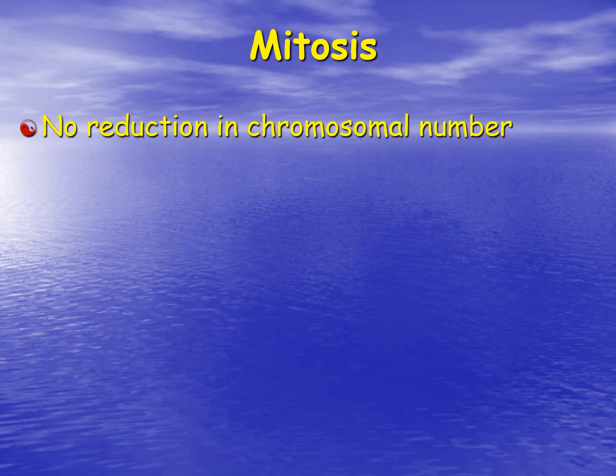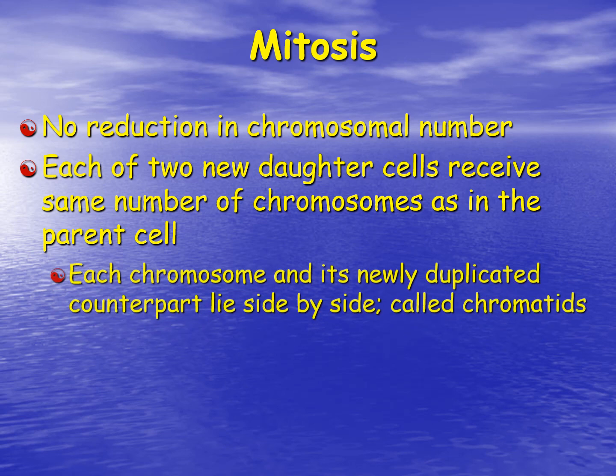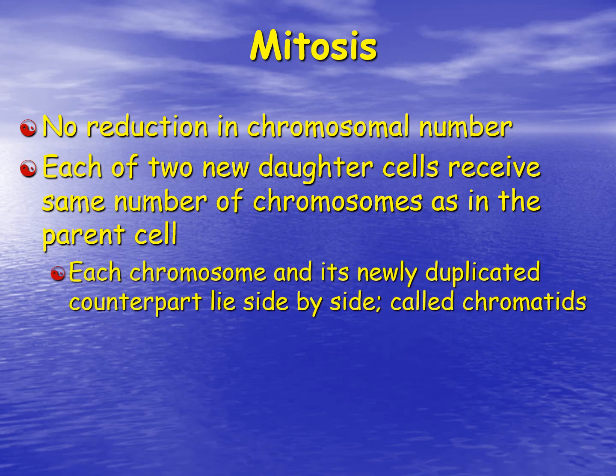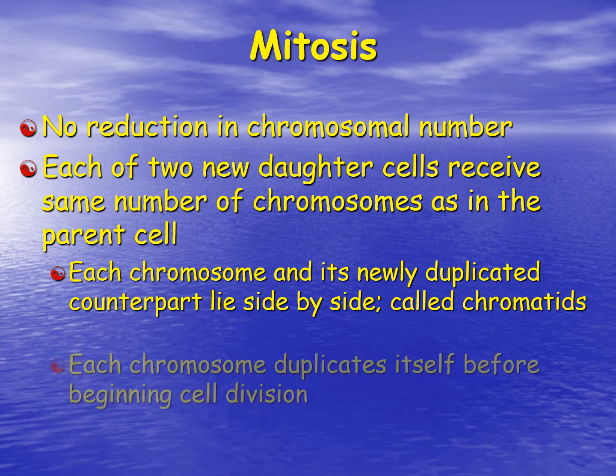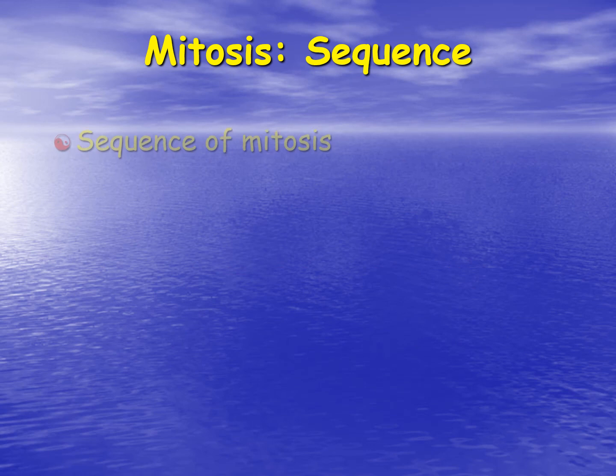In mitosis, there is no reduction in chromosomal number in the daughter cells. Each of the two daughter cells will be diploid. Each chromosome and its newly duplicated counterpart will lie side by side during mitosis, and these are known as the sister chromatids, attached at the centromere. Each chromosome therefore duplicates itself through DNA synthesis before beginning cell division.